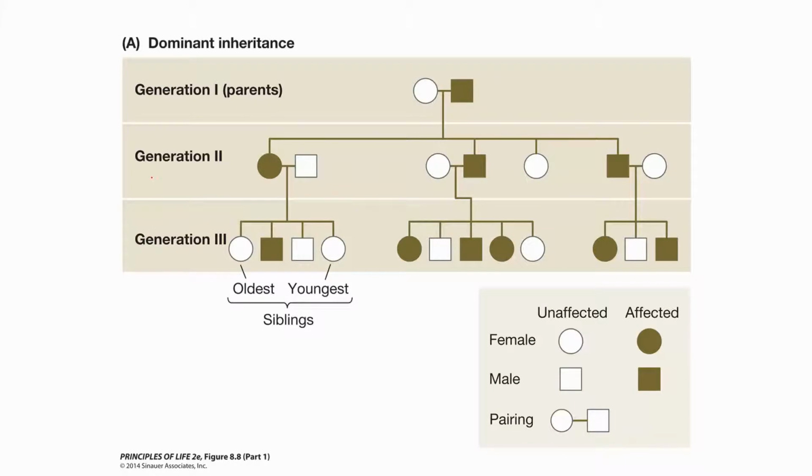Notice everybody who has it got it from a parent. Their parent has to have it. Notice this one right here doesn't have it. Let's say she married somebody who also didn't have it. None of her children would have it. So she would have all unaffected children because she doesn't carry the trait, so she can't pass it on.